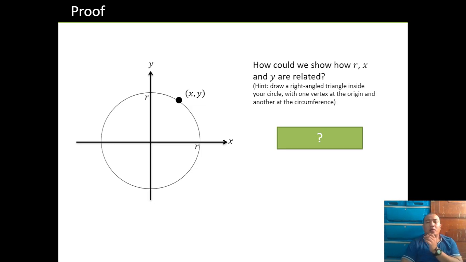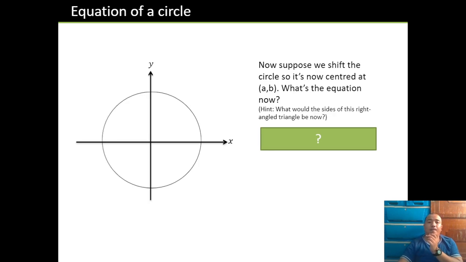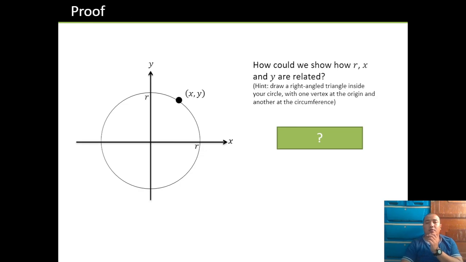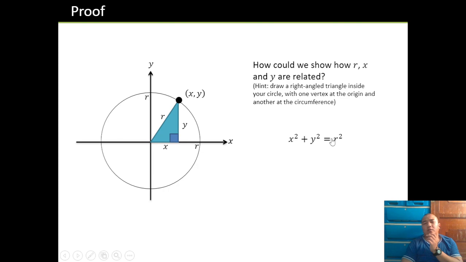How could we show how r, x, and y are related? Hint: draw a right-angled triangle inside your circle with one vertex at the origin and another on the circumference. So, draw a radius, then from the point x, y, draw a line perpendicular to the x-axis. So this is y, that is x. Then by the Pythagorean theorem, x squared plus y squared is equal to r squared. So they are related in a circle.